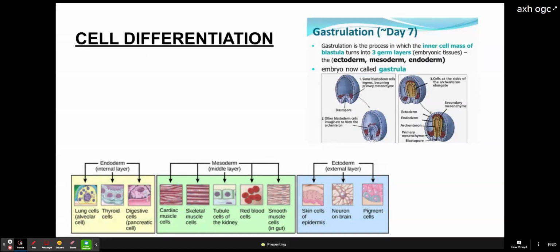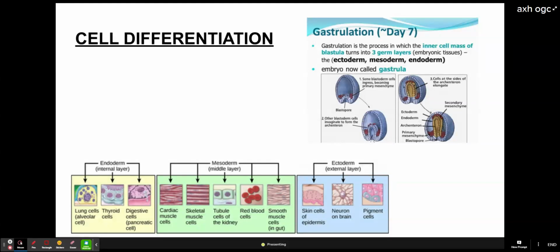So I just wanted to show you the difference between a blastula, which is just a round hollow sphere, and then your gastrula folds in on itself. In both cases, they have those 3 germ layers, the ectoderm, mesoderm, and endoderm. So the endoderm, again, that's the inside, forms your lung, digestive cells and glands associated with that, such as the pancreas and thyroid cells. The ectoderm, which is the outside, forms the skin, pigment cells that make your skin colored, and neurons.